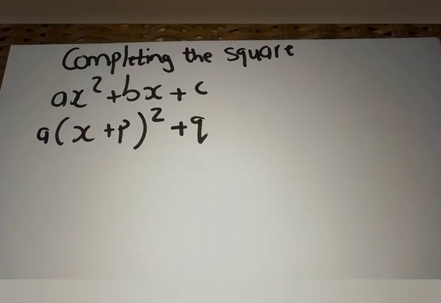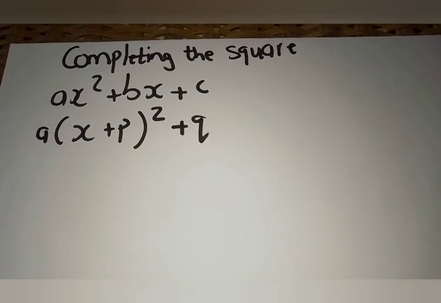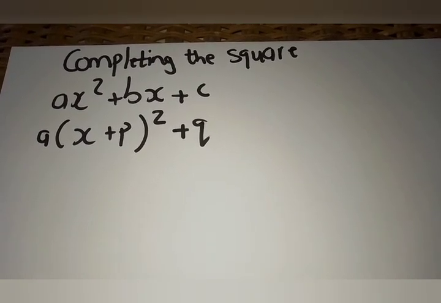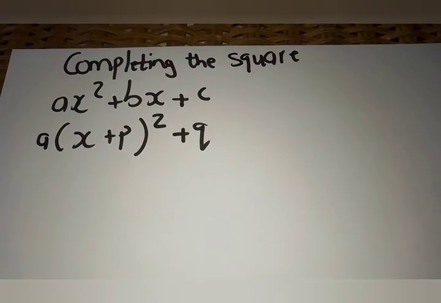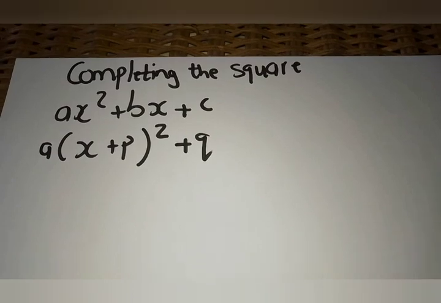When you complete the square, there are several things which you need to know. You'll be given an equation or expression in the format ax squared plus bx plus c. You need to change it to the form a open bracket x plus p squared plus q. You need to change it to be like that.